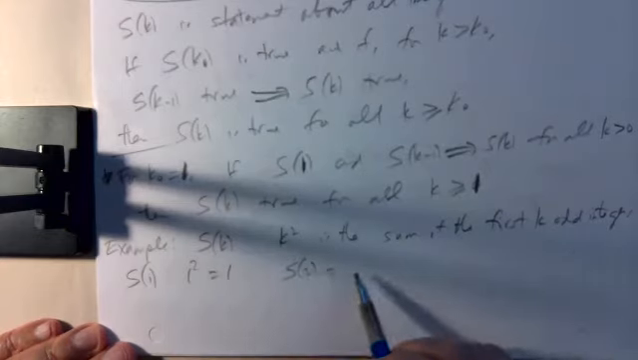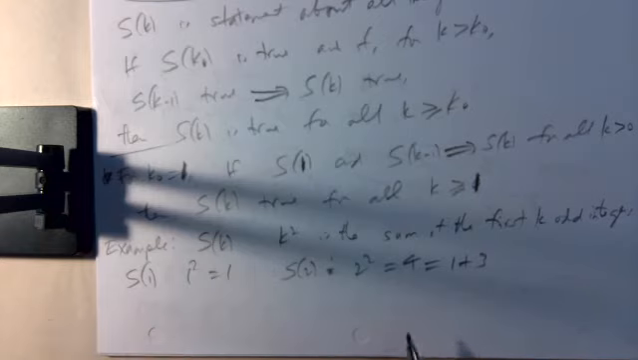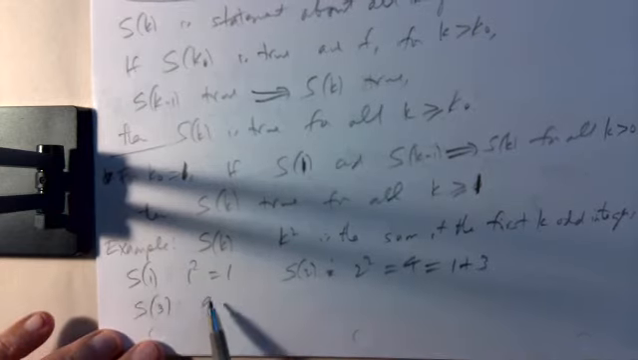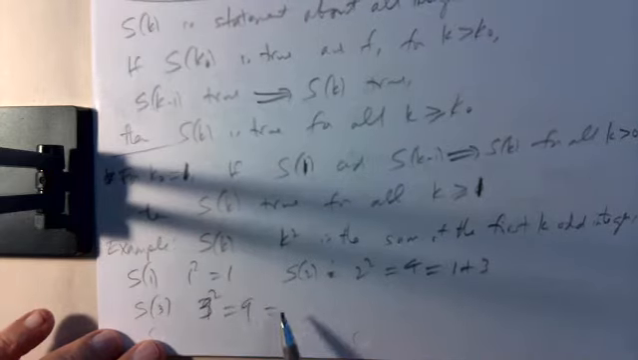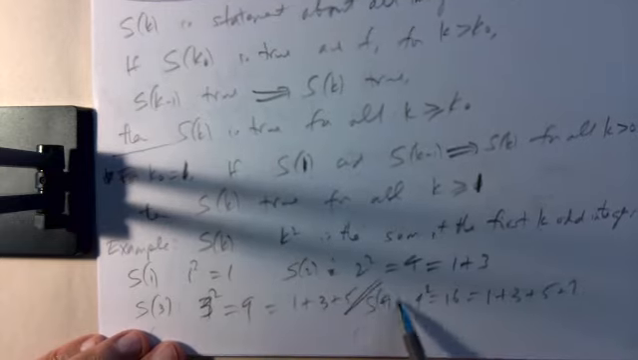What about S of two? Two squared is four, which is one plus three. So two squared is the sum of the first two odd integers. S of three: three squared is nine, and the first three odd integers are one, three, five. If you add them up, you get nine. The first four odd integers are 1, 3, 5, 7. If you add them up, you get 16, which is 4 squared. That's the statement S of 4, right? So 4 squared is the sum of the first four odd numbers.